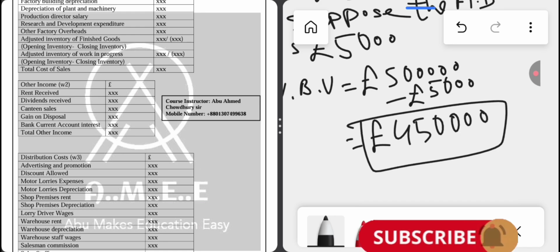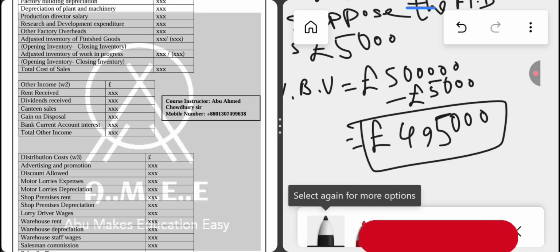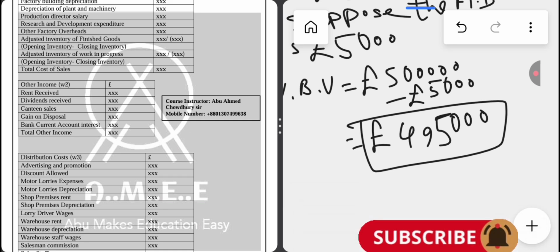Now if the business sells the asset for more than 450,000, sorry, it's 495,000, my mistake. As the depreciation is 5,000, it's going to be 495,000, not 450,000. Now if the business sells the asset for more than 495,000, it's going to be a gain on disposal. If it sells for less than 495,000, it's going to be a loss on disposal.